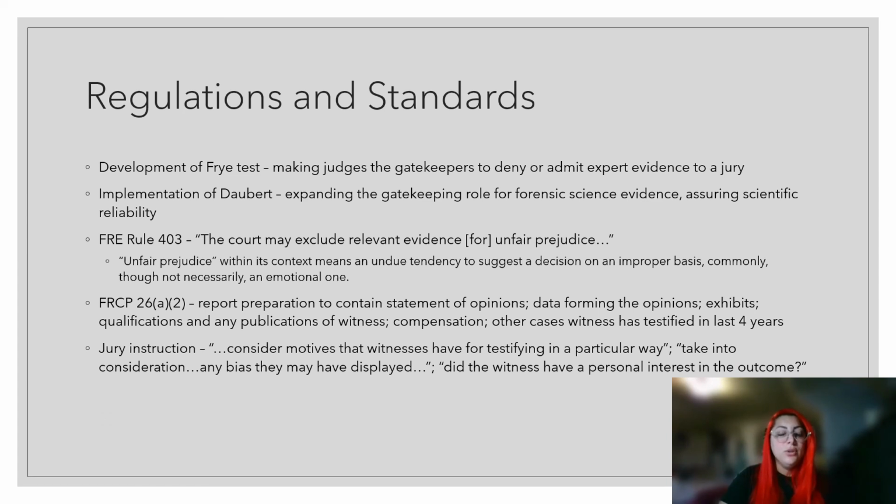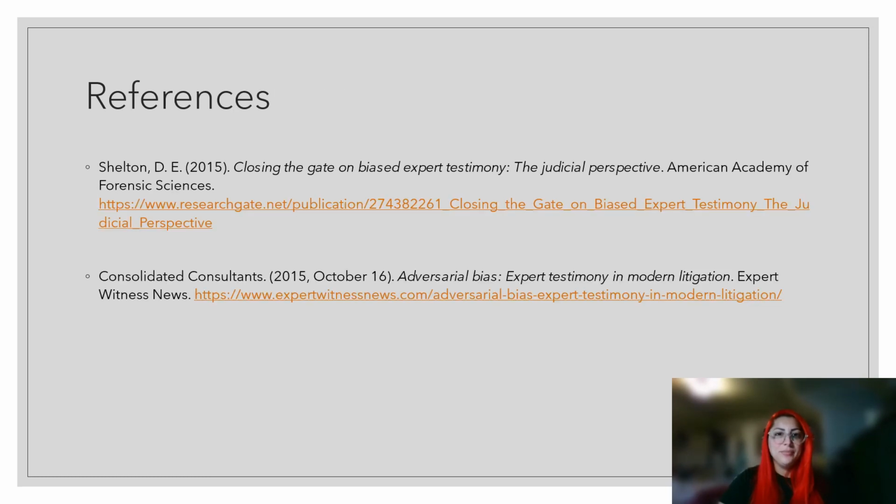And then jury instruction. So the judge will instruct a jury to possibly consider motives that witnesses have for testifying, take into consideration any bias that they may have displayed, or something to the effect of, did the witness have a personal interest in the outcome? So of course bias is never going to be 100% eliminated, but it can be diminished significantly. And if an expert is really going based on their sole purpose and the information that is provided to them right then and there without having outside influences, it will better prepare them for valid and accurate results. And that is why these regulations and standards have been implemented. Thank you.